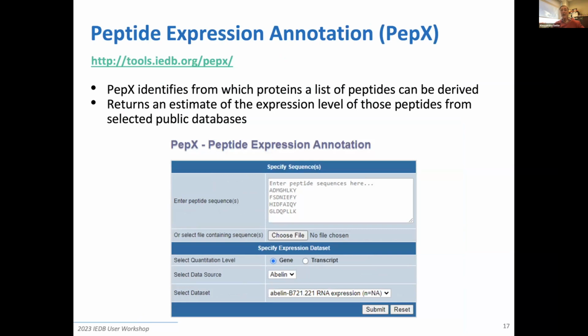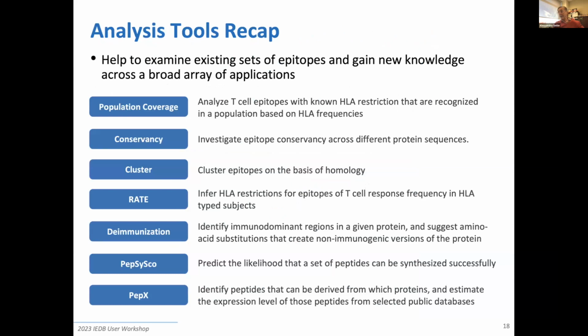And so this allows you to enter the peptide sequence and then finds which data sets are already available in the scientific literature where the expression level of the peptide has been determined by either RNA expression or other methodologies, and then returns the relative expression level.